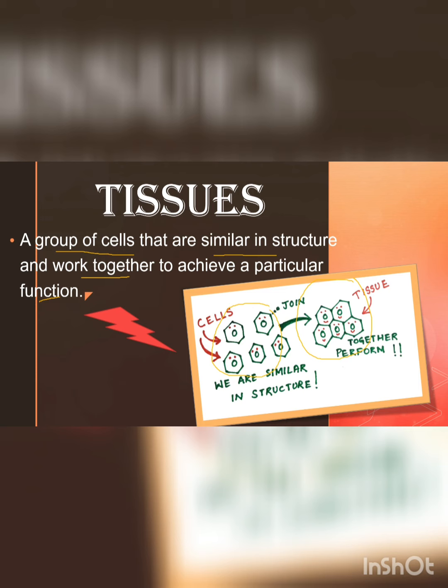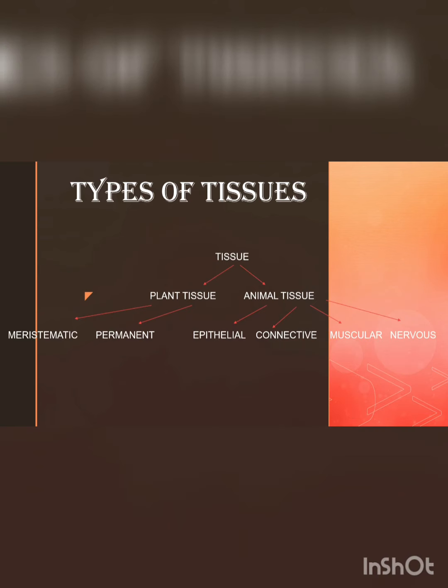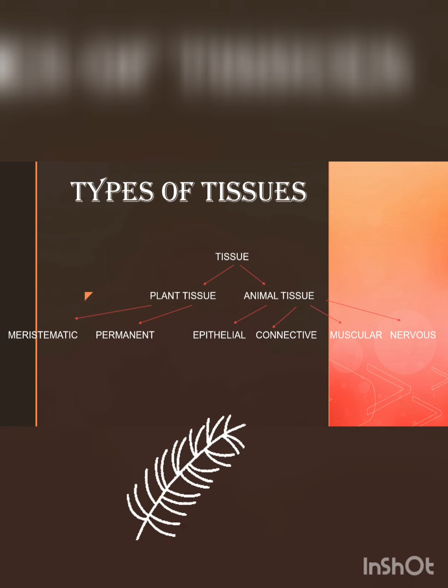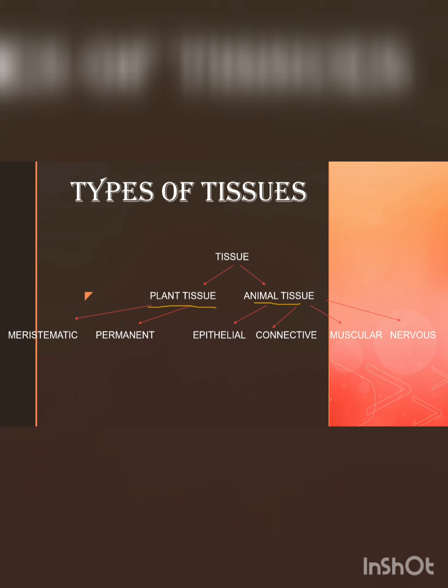Okay. Next. So here we have different types of tissues present. Majorly we have two kinds, plant tissue and your animal tissue. In plant tissue again it is subdivided into meristematic and permanent, and in animal tissue it is divided into epithelial, connective, muscular and nervous. Okay.